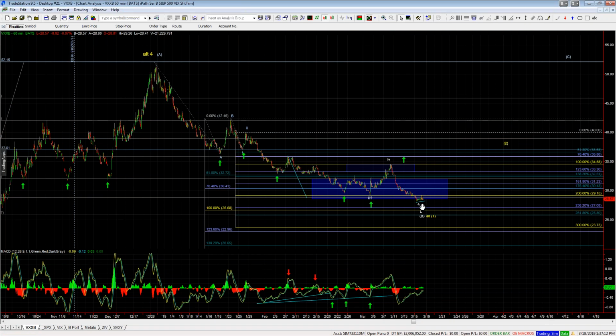Bigger picture resistance, once we get through that 30.58 zone, I'd then be looking for a move back over 34.58. This is still a resistance on the larger time frame, so that would be the larger degree resistance zone. If we can get through there, especially on a large 5-wave move through this 34.58 level, then that really opens the door to seeing a large C wave up.